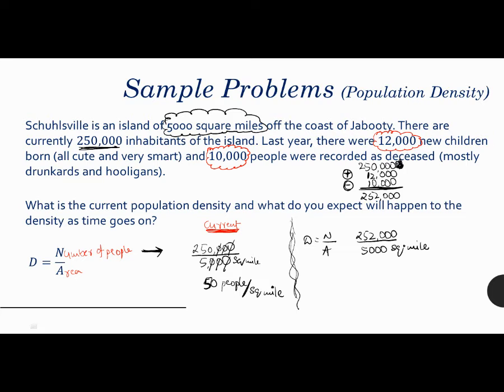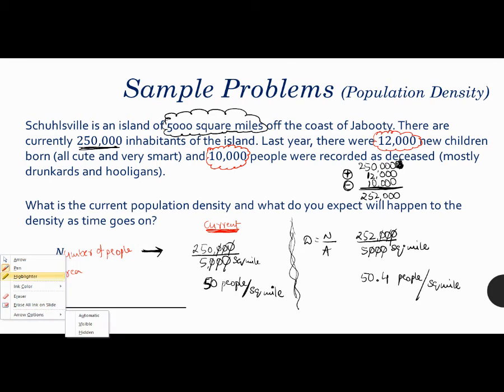Anyhow, let me compute this one. 252,000 over 5,000. I'm striking 3 zeros in the numerator and 3 zeros in the denominator. Therefore, I am left with 252 divided by 5. The number is 50.4 people per square mile. Now, what is it indicating?